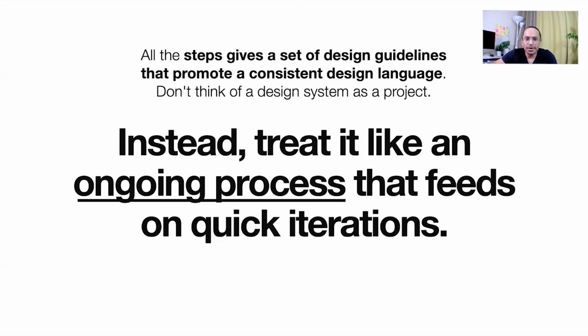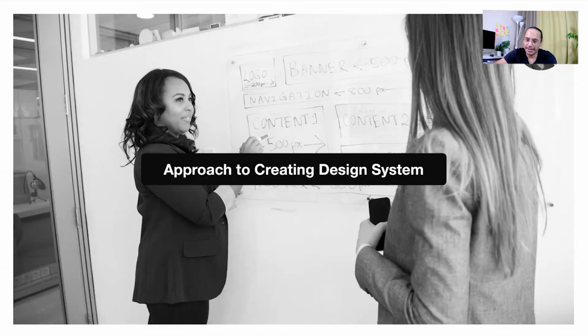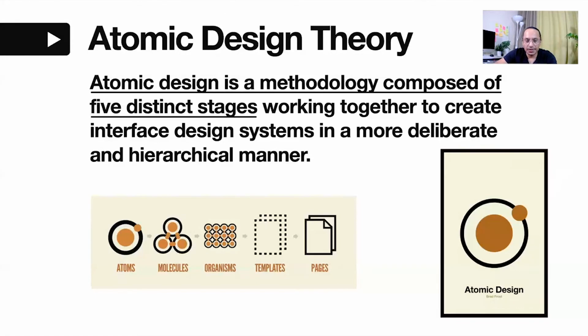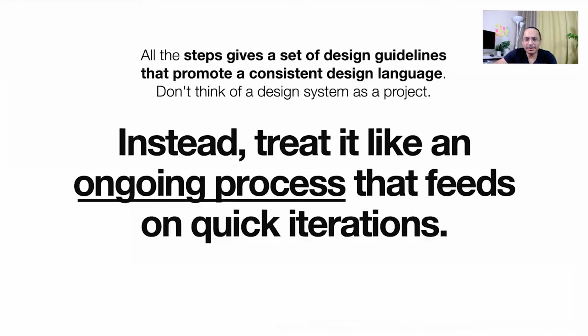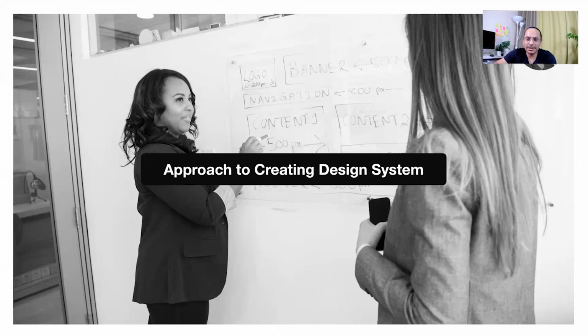Okay, so all these steps give a sense of design guidelines that promote a consistent design language. This is an ongoing process. You won't be able to get the perfect design system in one go. It's a continuous process, and you improve as and when you're working on your designs and applications. Okay, so we understood about this. Now, how to start this.